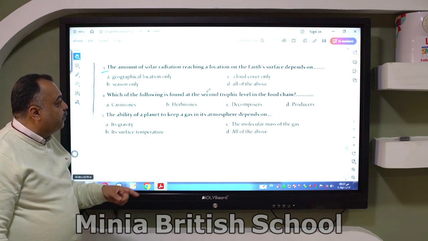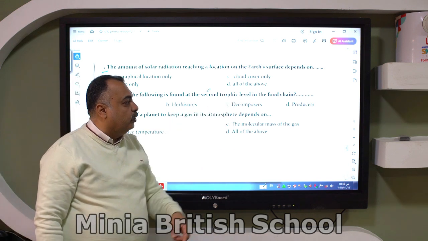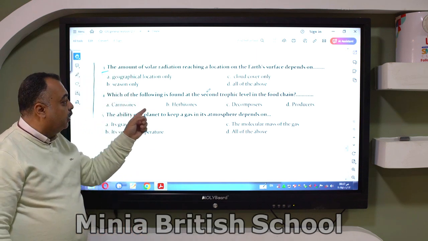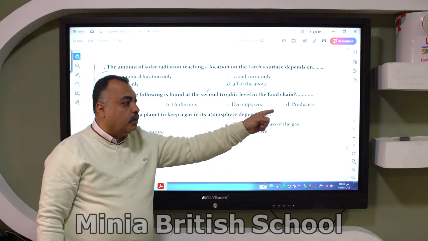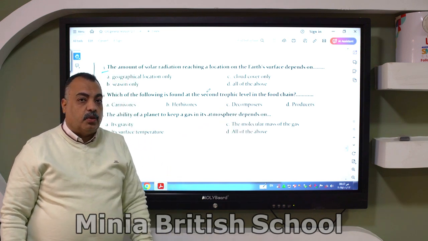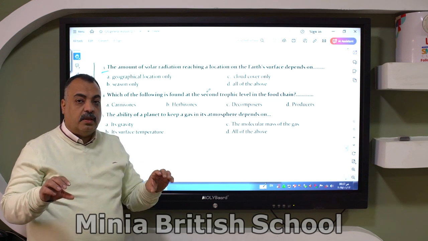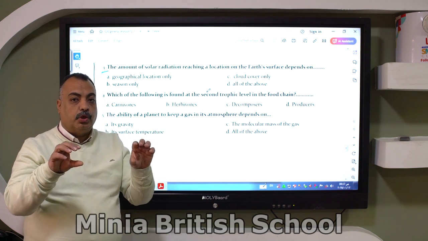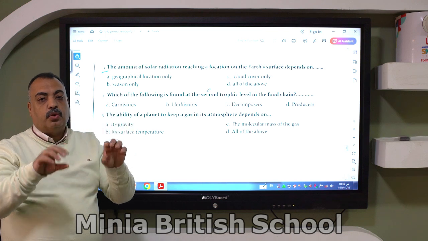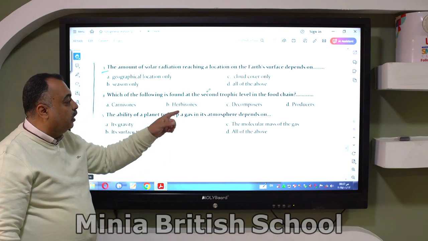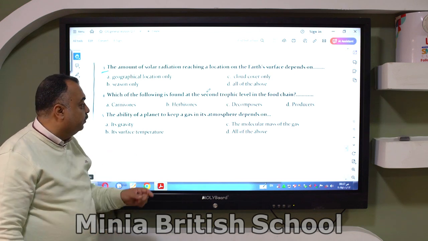Which of the following is found at the second trophic level in the food chain? Is it carnivorous, herbivorous, decomposers, or producers? Yes, we start the first level with producers, then the first consumer, which is herbivorous, then second consumer and tertiary and quaternary. Okay, so the herbivorous is the answer here.